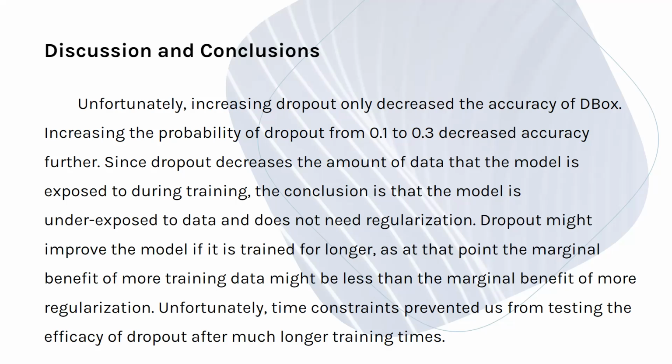Unfortunately, increasing the dropout only decreased the accuracy of DBox, and increasing dropout from 0.1 to 0.3 decreased accuracy even further. This means that since dropout decreases the amount of data that the model is exposed to during training, our conclusion is that the model was underexposed to data and did not need the regularization provided by dropout. Dropout might improve the model if it is trained for longer, as at that point, the marginal benefit of more training data might be less than the marginal benefit of more regularization. Unfortunately, time constraints prevented us from testing the efficacy of dropout after much longer training times.